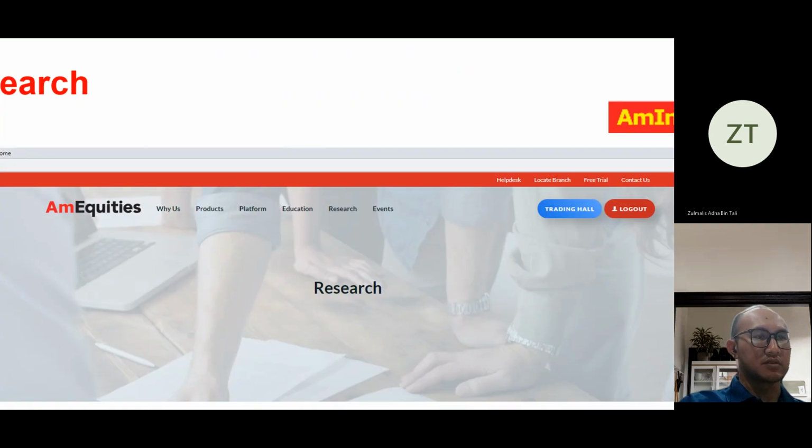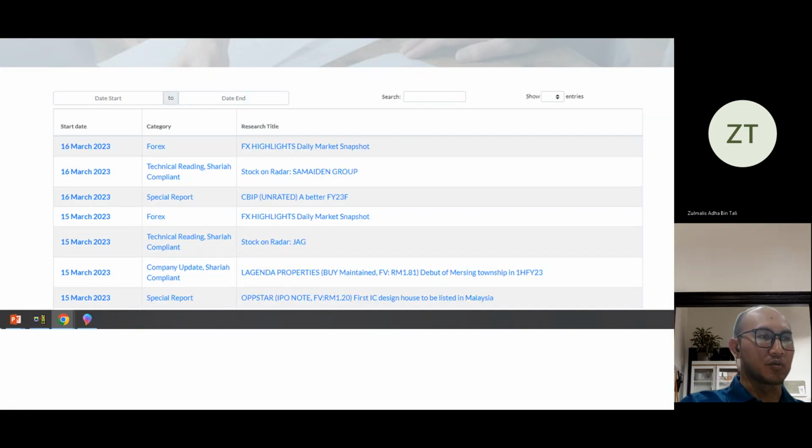Under research here, you can see what data, right, up from our research team. All right. We do have a forex analysis. What is the stock on radar? If you don't receive it in the morning, you can still join our Telegram group.